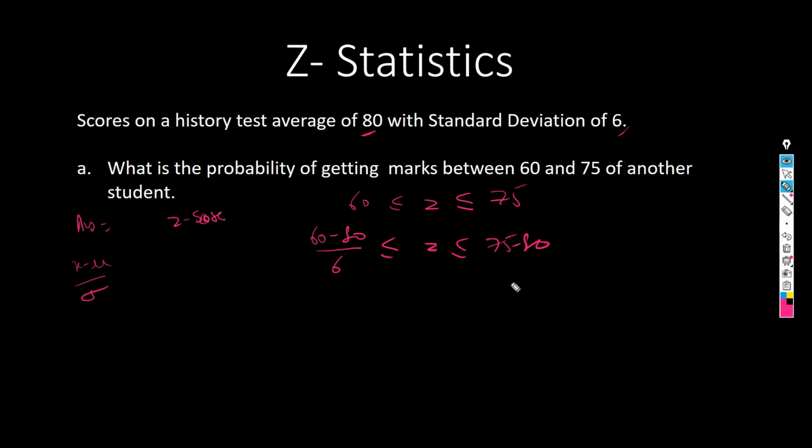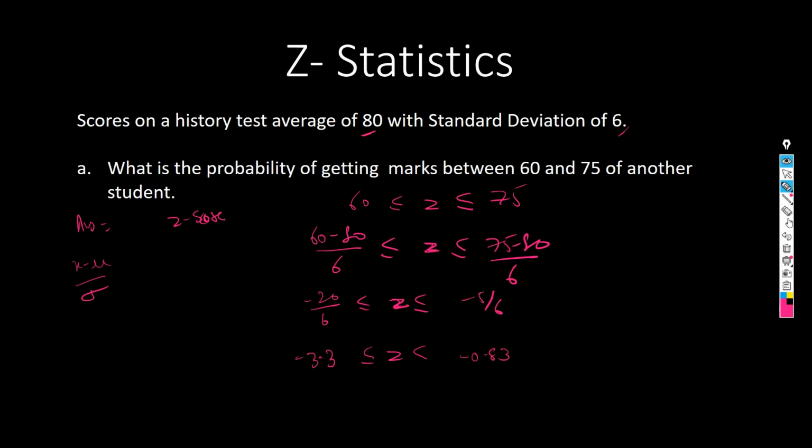So I will write 75 minus 80 upon 6. So I will get around minus 20 upon 6, and minus 5 upon 6. The value will be minus 3.3 and the value will be minus 0.83. And it is the Z score, right?